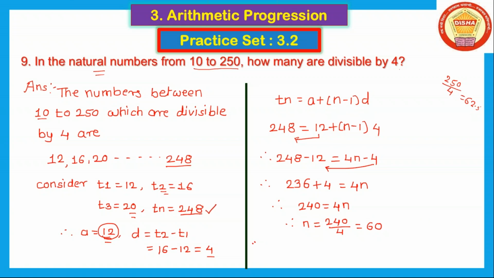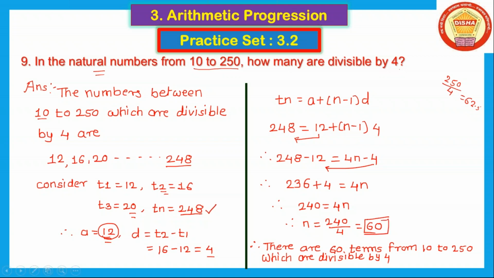So below that we write here there are 60 terms from 10 to 250, which are divisible by 4. Means our answer is 60 terms.